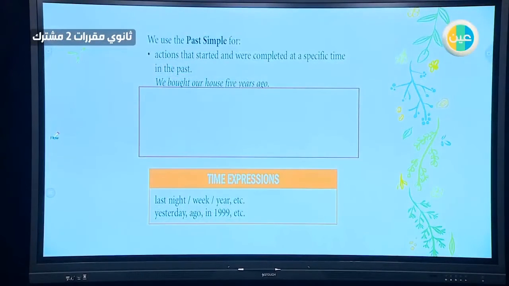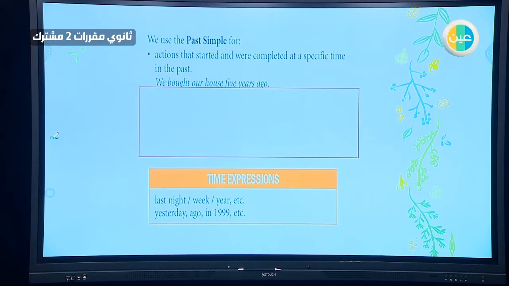Now, I have a clip. This is from your book. I like this because it has a different verb. It's not regular. He says, we bought our house 5 years ago. If I want to change that sentence into a question, and you have bought, okay?